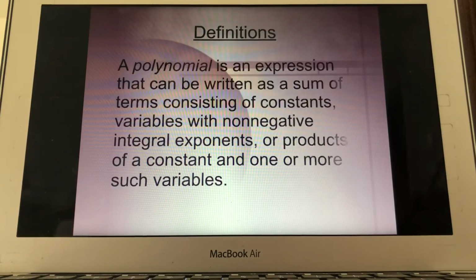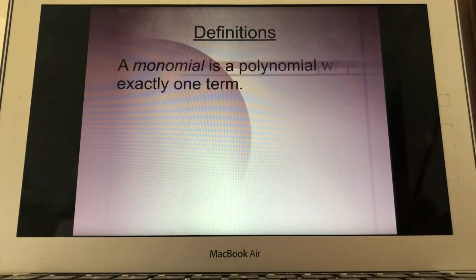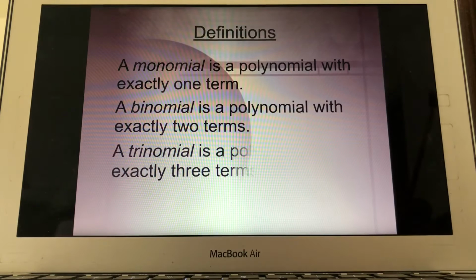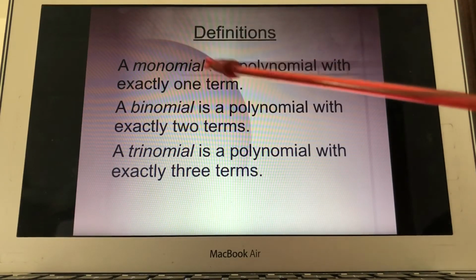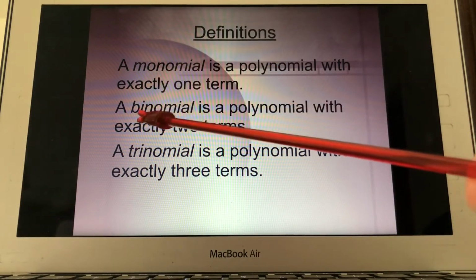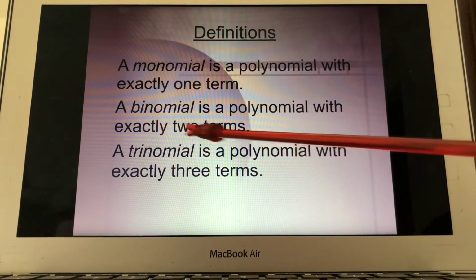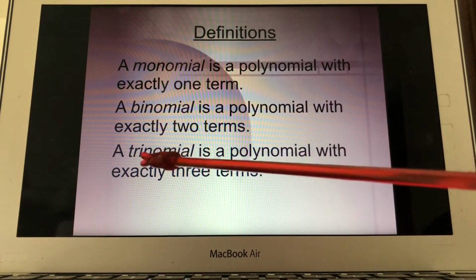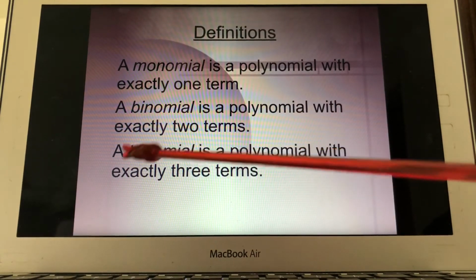Okay, then a polynomial is an expression that can be written as a sum of terms consisting of constants, variables, and with non-negative integral exponents, or products of a constant and one or more such variables. So, in other words, now, we mentioned about these before. A monomial is a polynomial with exactly one term. Mono, okay? Binomial is a polynomial with exactly 2 terms. Bi means 2. Trinomial, 3 terms, because tri means 3.